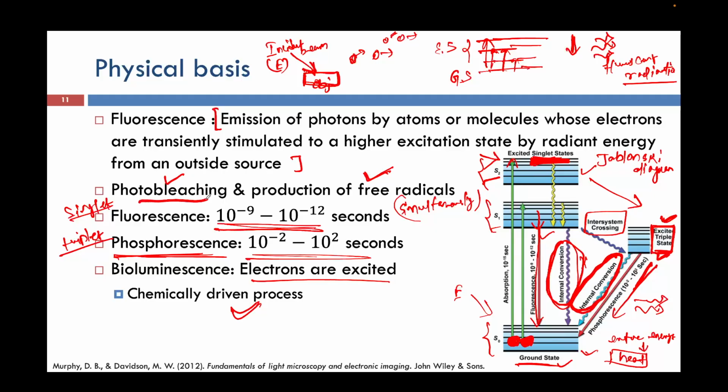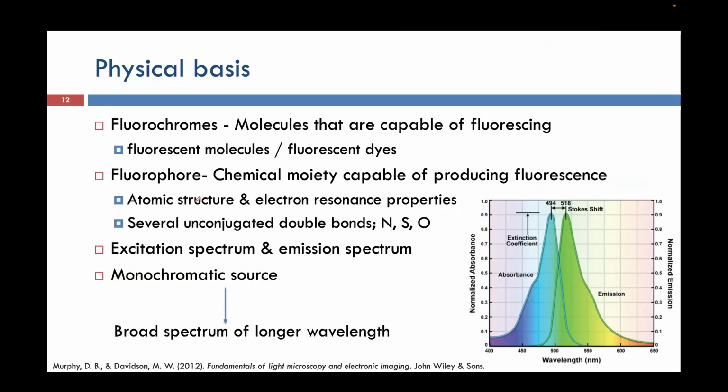So we want to avoid this photobleaching. Why? Because if photobleaching happens, it will reduce the fluorescence efficiency of the object.